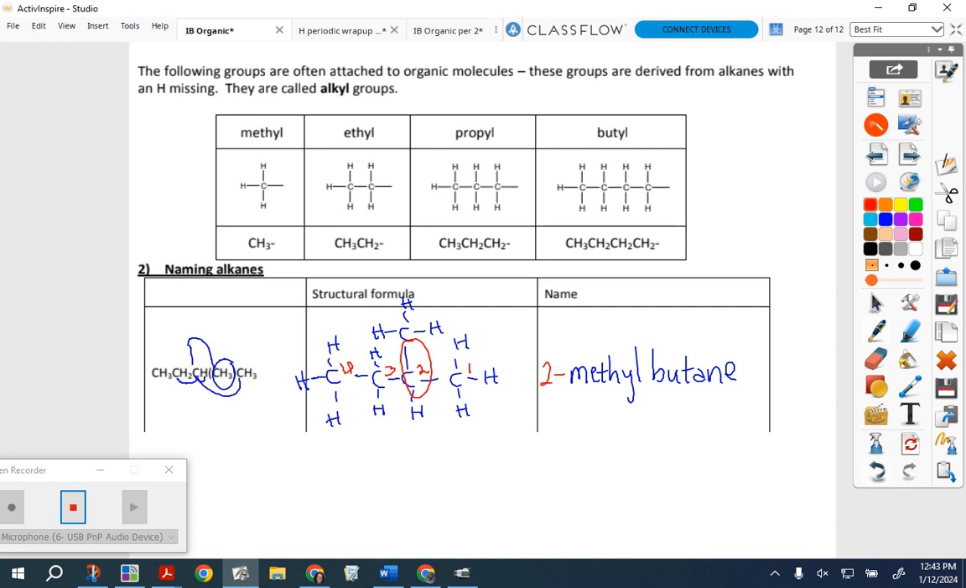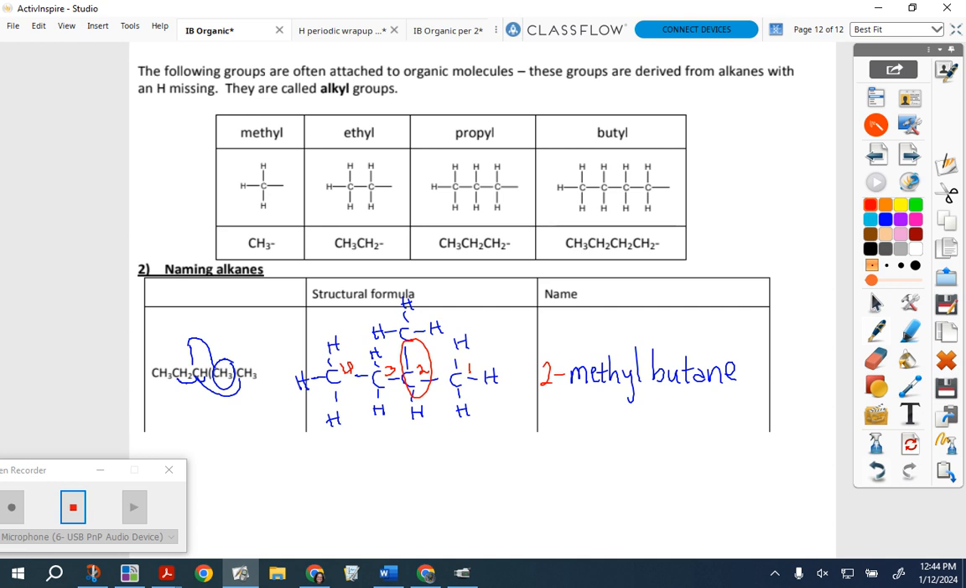Yes? It's a convention. Yeah. Just to keep the numbers as small as possible. Because if I have 18 carbons and I have a chain on the 3rd carbon, it's much easier if I say 3-methyl or 3-propyl or whatever than if I say 15-methyl. Okay? So yeah, we're going to try to minimize the numbers as much as we can.